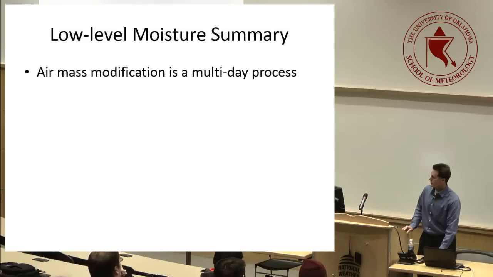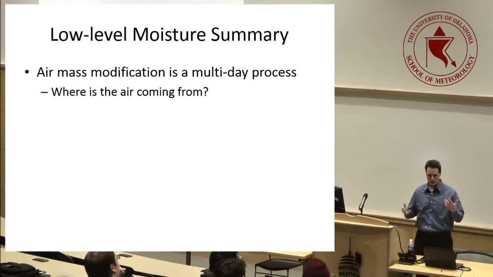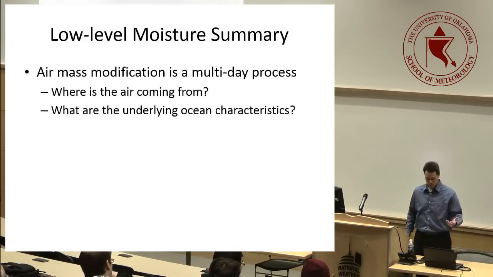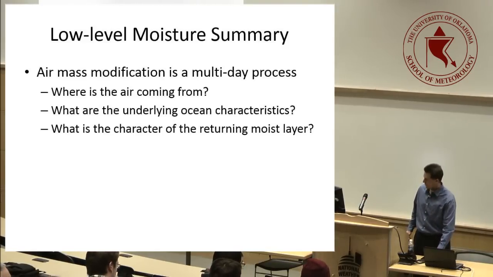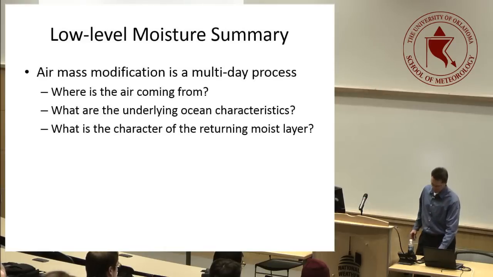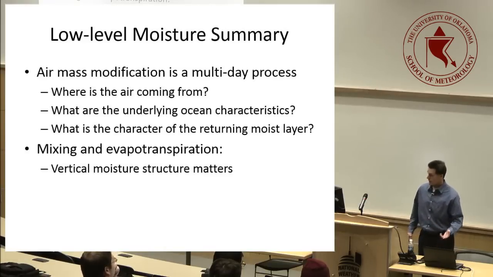All right, so the low-level moisture summary, it's a multi-day process. Again, none of these things are a big surprise. Where's the air coming from? What are the underlying ocean current characteristics? And then what is the character and the vertical extent, in terms of the quality and depth, of the returning moist layer? And of course, with mixing and evapotranspiration, you've got to look at the vertical structure.